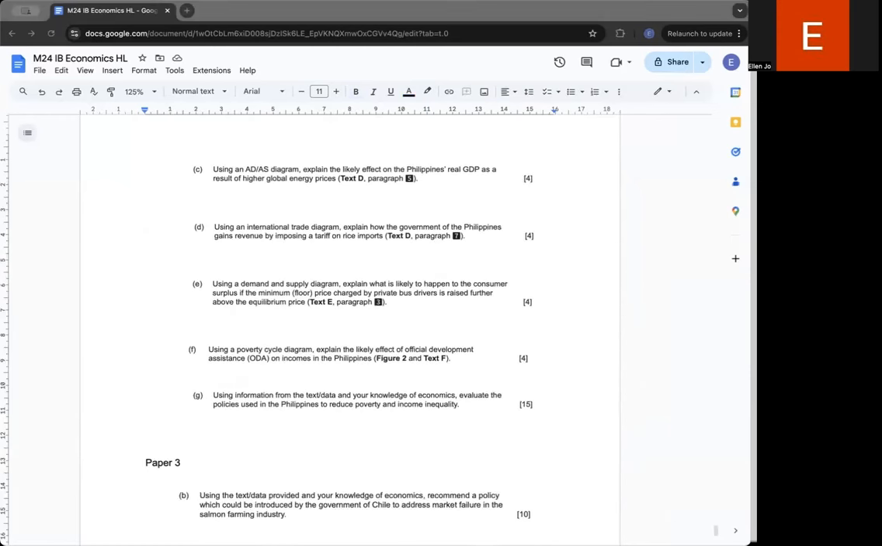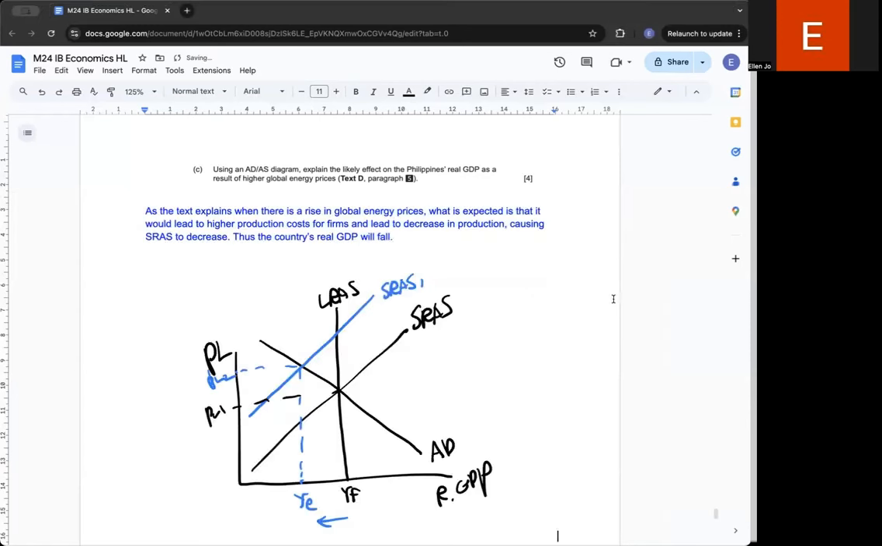C. Using an AD-AS diagram, explain the likely effect on the Philippines' real GDP as a result of higher global energy prices. As the text explains, when there is a rise in the global energy prices, what is expected is that it will lead to higher production costs for the firms and leads to a decrease in production, causing short-run aggregate supply to decrease. Thus, the country's real GDP will fall. You can illustrate such with this diagram.